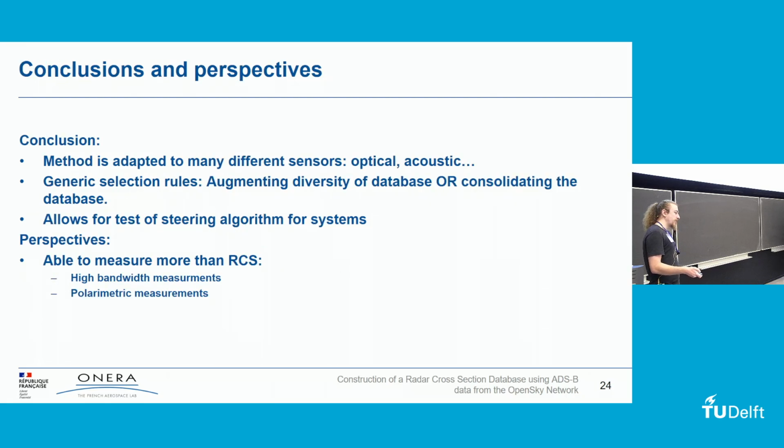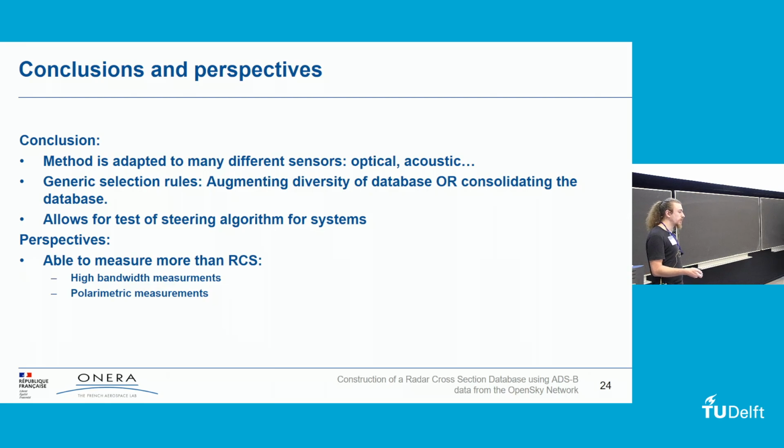And finally, the conclusion and perspectives. I think the method we have developed is quite adapted to different sensors, not only radar. We can work on optical sensors, acoustic sensors. The generic selection rule we use to select the aircraft is, as we say, generic. So we could change it a little bit to gather different data. For instance, we can augment diversity, so we select only aircraft we have not measured before. We can consolidate the database, so measure in priority aircraft we have already measured.